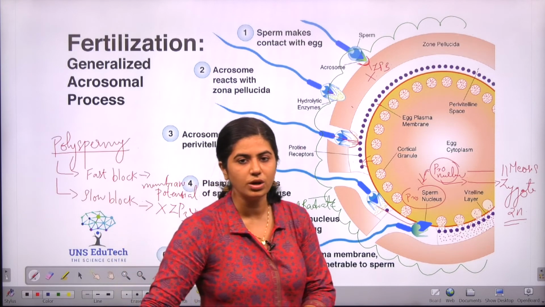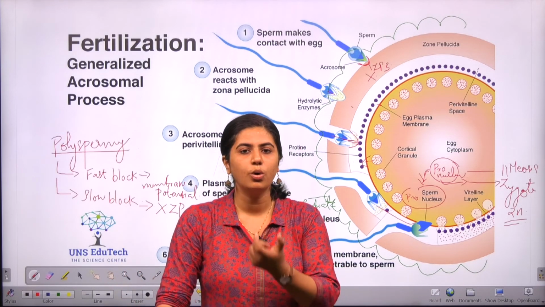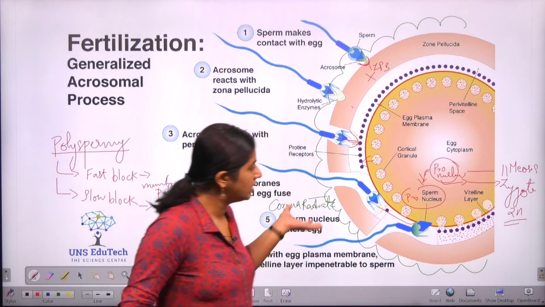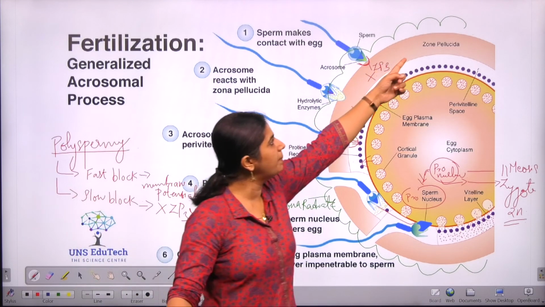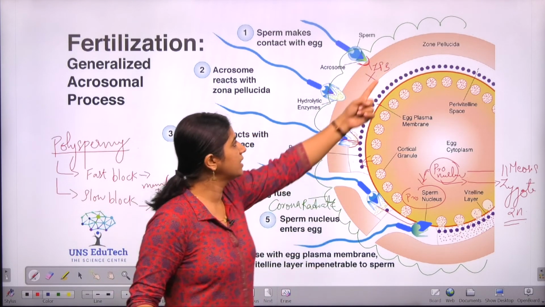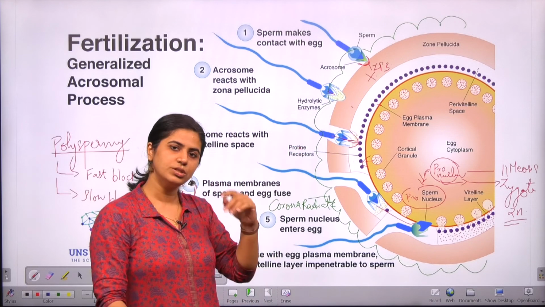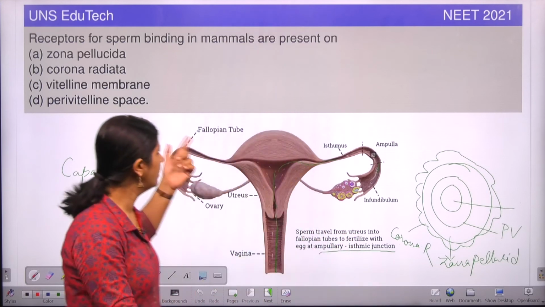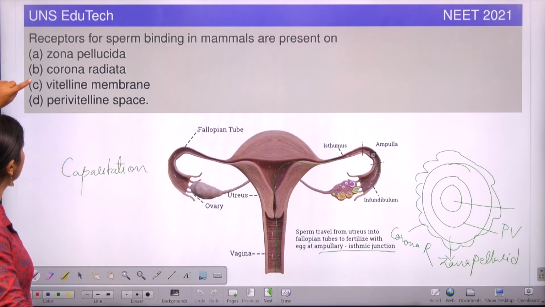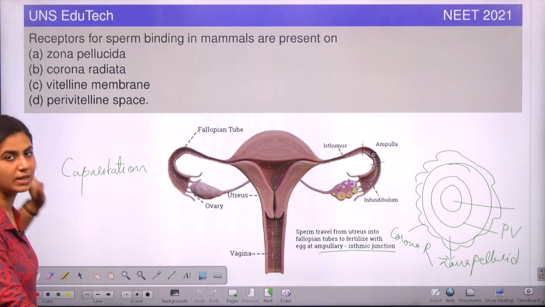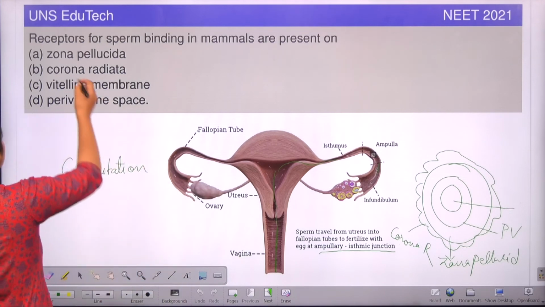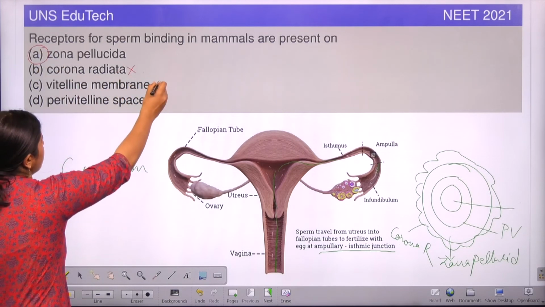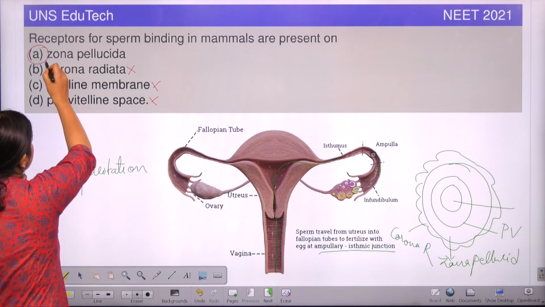So our question was, where is the receptor on the ovum present to bind with the acrosomal region of the sperm? It is present on the zona pellucida layer of the ovum, and the receptor is called ZP3. Now let's go back to the question. The options were zona pellucida, corona radiata, vitelline membrane and perivitelline space. So the answer here is zona pellucida. There is no receptor in the corona radiata, and the vitelline membrane also has no receptor.